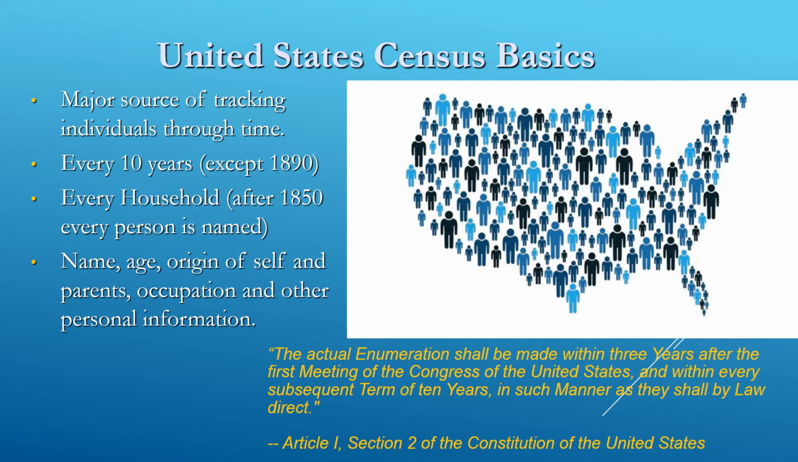The 1890 census was destroyed in a fire at the National Archives. So for Colorado in particular, that's a pretty major loss. It lists every household, and after 1850, it lists every person in the household. The data varies from year to year, but generally it lists name, age, marital status, race, relationship, what country they're from or state, and also where their parents were from, their occupation, and other personal information like real estate or property value, level of education, and in 1930, whether the family owned a radio.